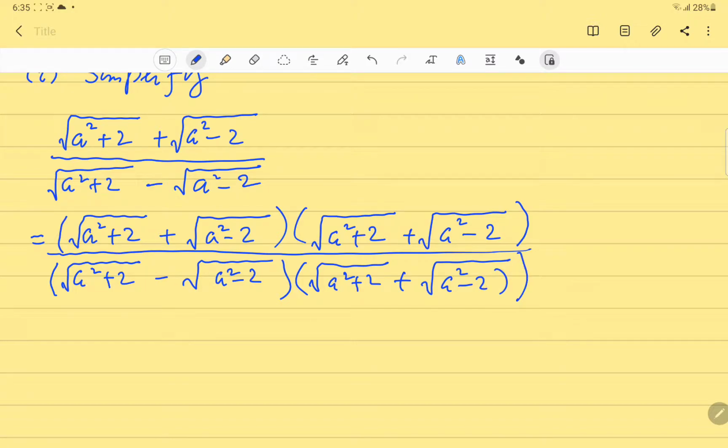So we have multiplied and divided the given expression by this expression. Now we will solve it. Here we multiplied and here we divided. Now we will simplify it. The numerator is actually the square of square root of a squared plus 2 plus square root of a squared minus 2.